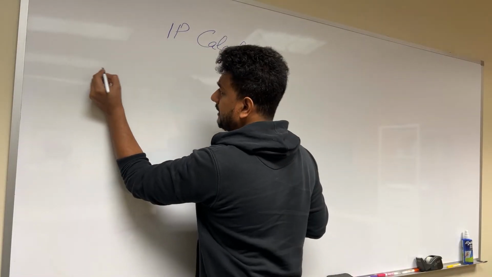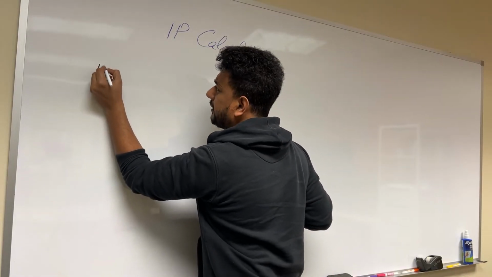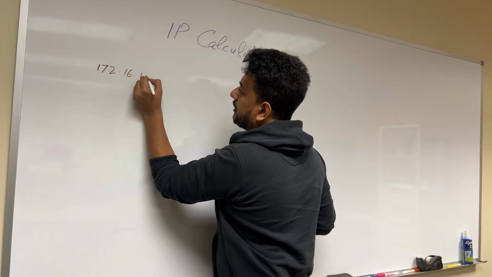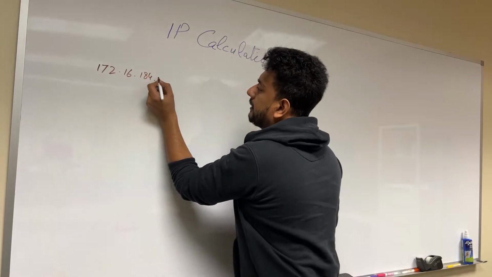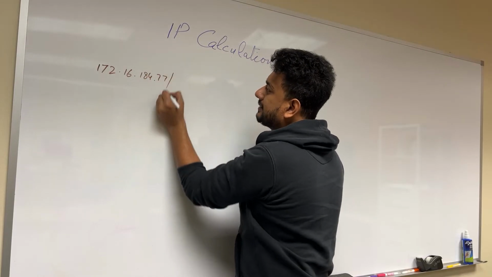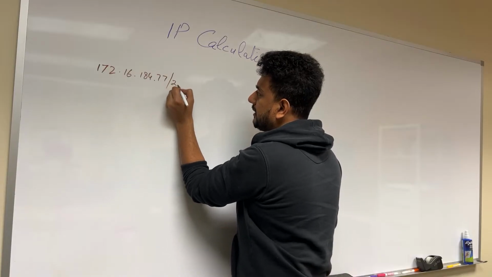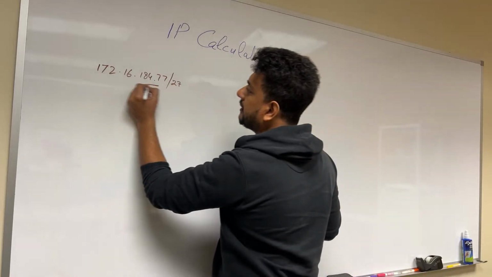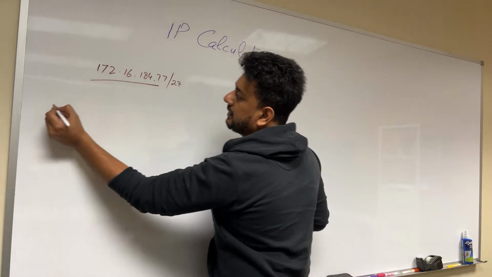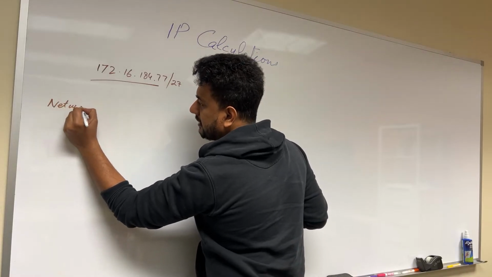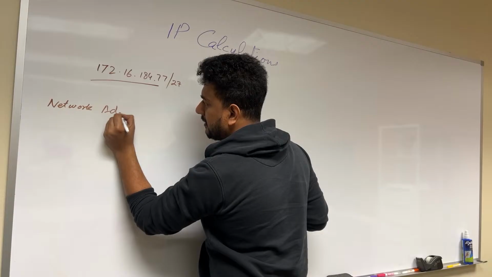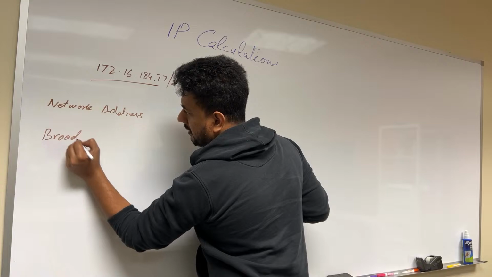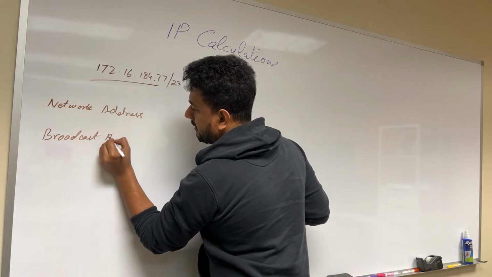I'm just going to randomly type some numbers for an IP address. Let's say 172.168.184.77 slash, let's say, 27. So this is the IP address, and you have to find the network address and the broadcast address.